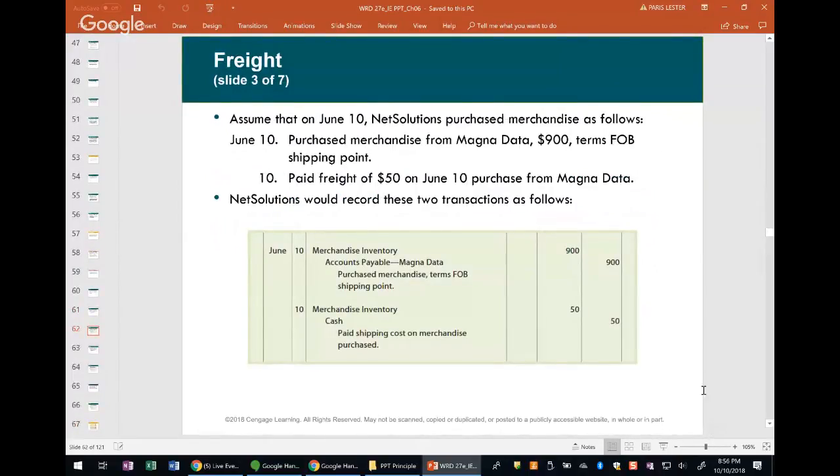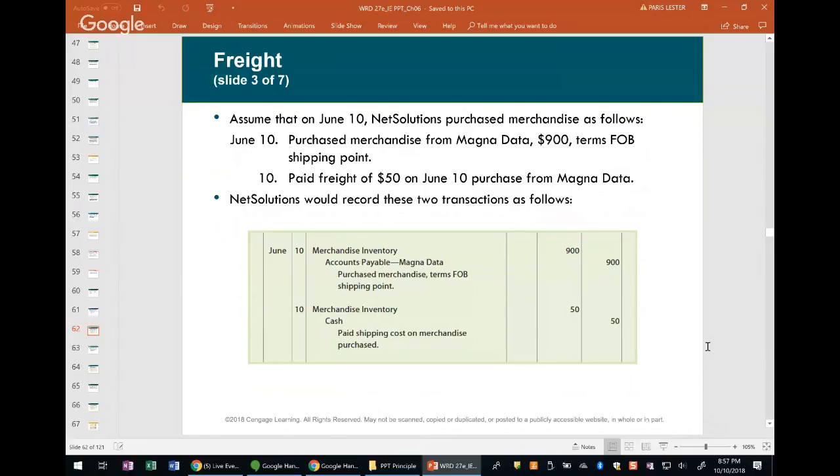Freight. There's one little exercise we'll look at. Now, FOB shipping point means what? The buyer pays for it if it's shipping point. The buyer pays for it if it's shipping point.